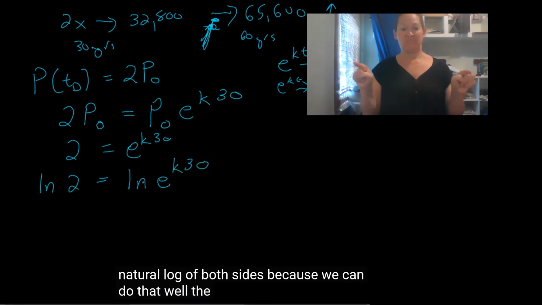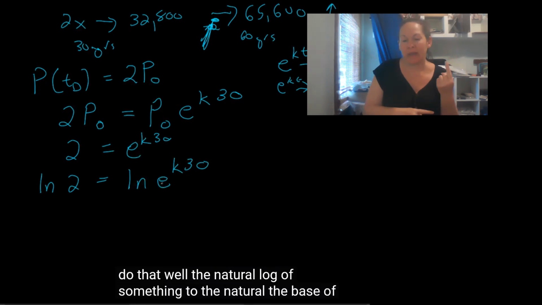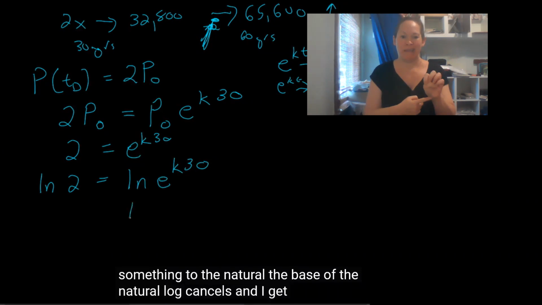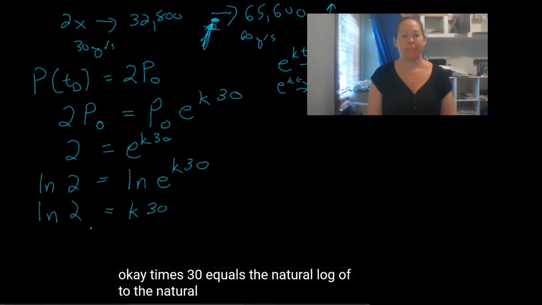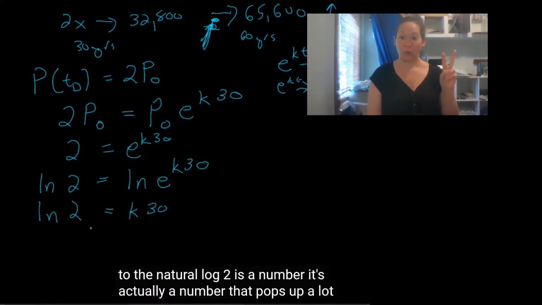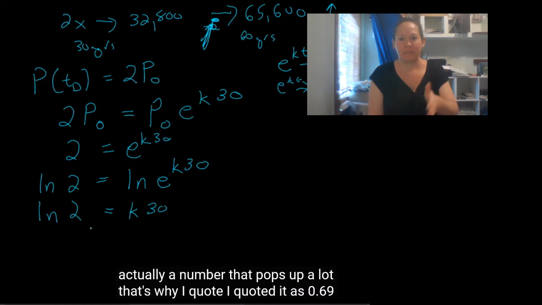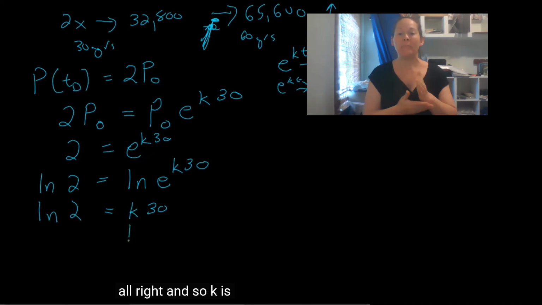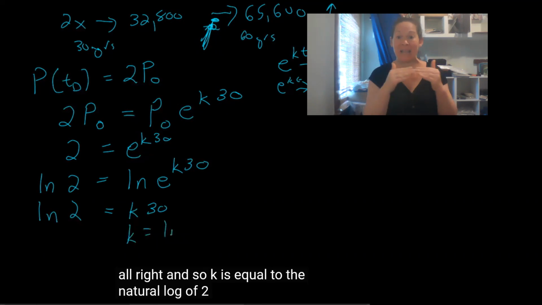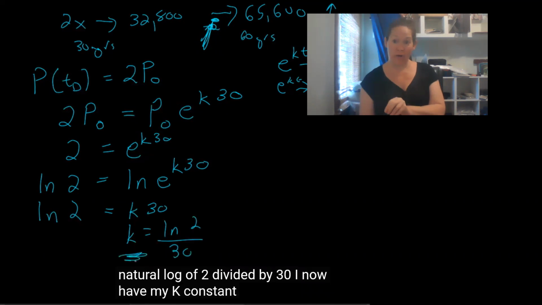Well, the natural log of something to the base of the natural log cancels, and I get k times 30 equals the natural log of 2. The natural log of 2 is a number. It's actually a number that pops up a lot. That's why I quoted it as 0.69. All right, and so k is equal to the natural log of 2 divided by 30. I now have my k constant.